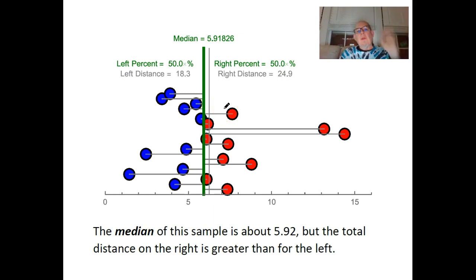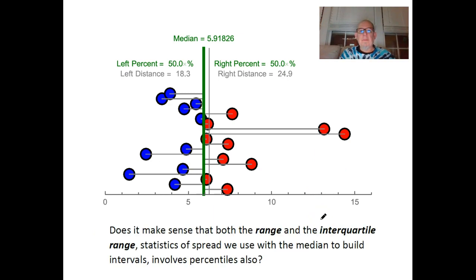And it's about splitting it, being a center where it's the same number of data points on each side. So here our proportions are 50% on each side, but notice the total distance now is 18 on the left side, but 24 on the right side. So if you were to try to balance this, it would tip over to the right. Okay? So a median is not about balance.